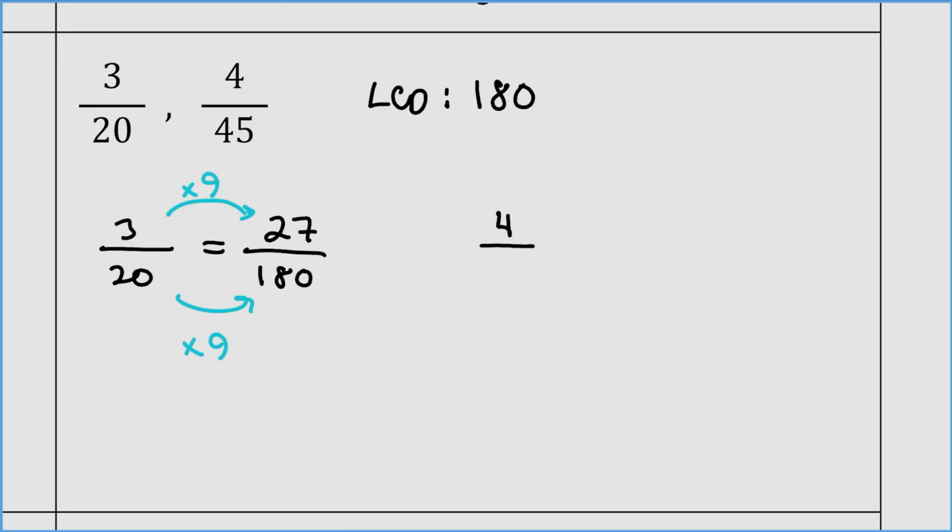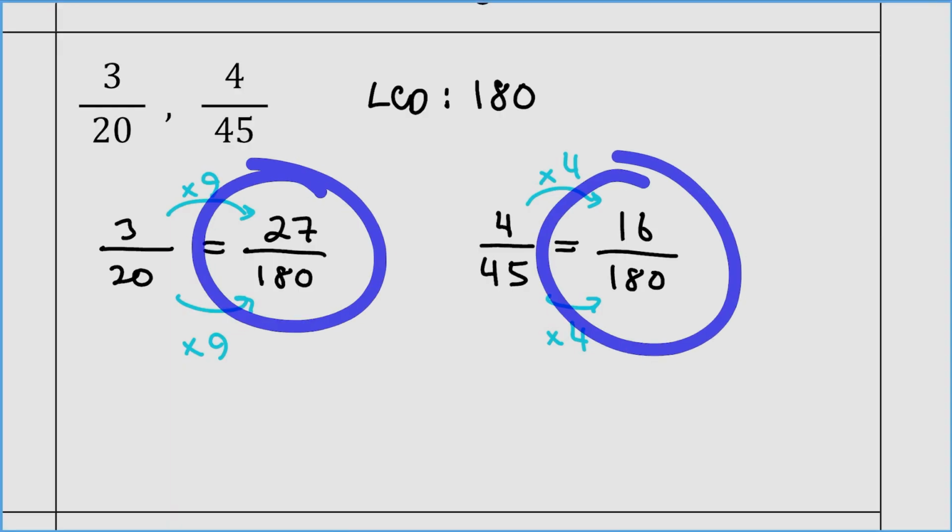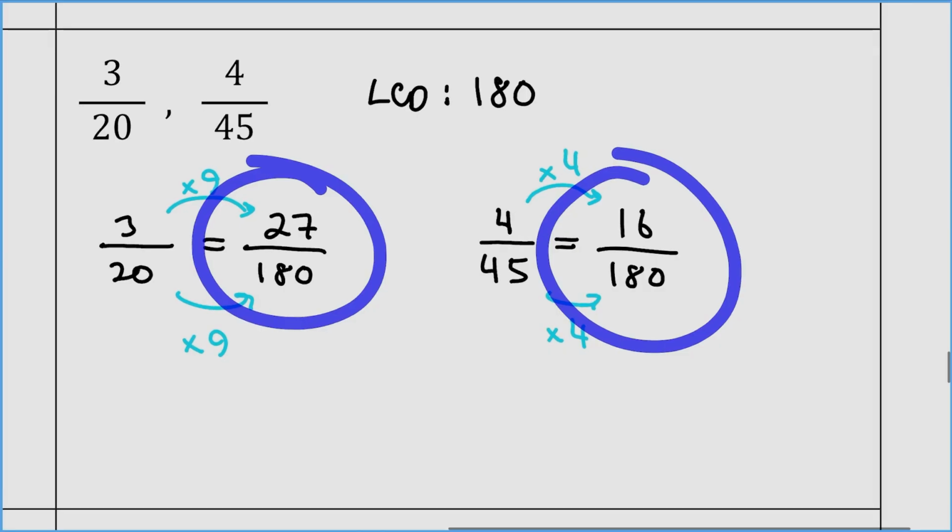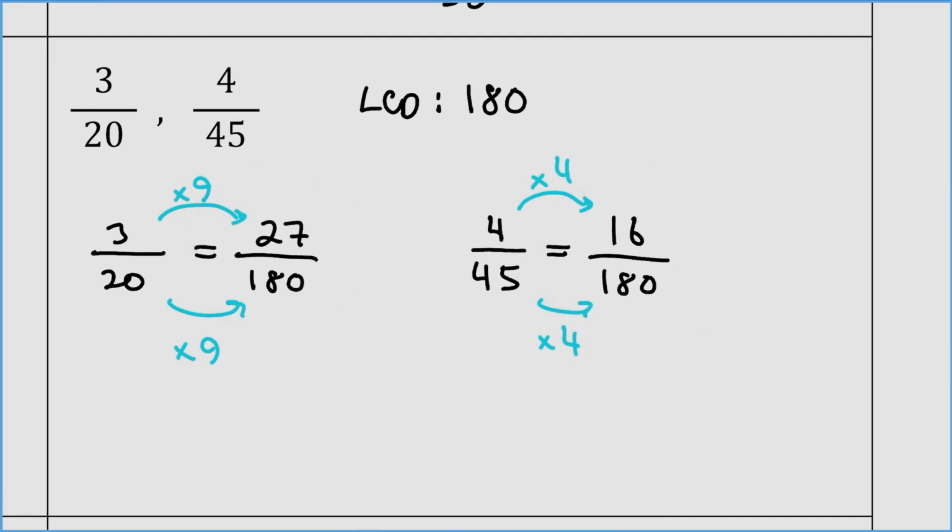How about 4 out of 45? Let's make that out of 180. 45 times 4 is 180. 4 times 4 is 16. So we're comparing these two fractions now. Which one is bigger? The one with the 27, which originated from 3 out of 20. That is 3 out of 20 is the winner here. 3 out of 20 is more than 4 out of 45. That is the bigger fraction.